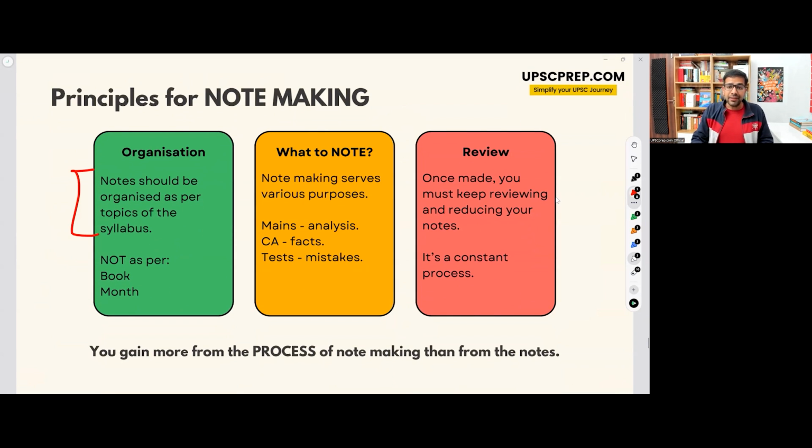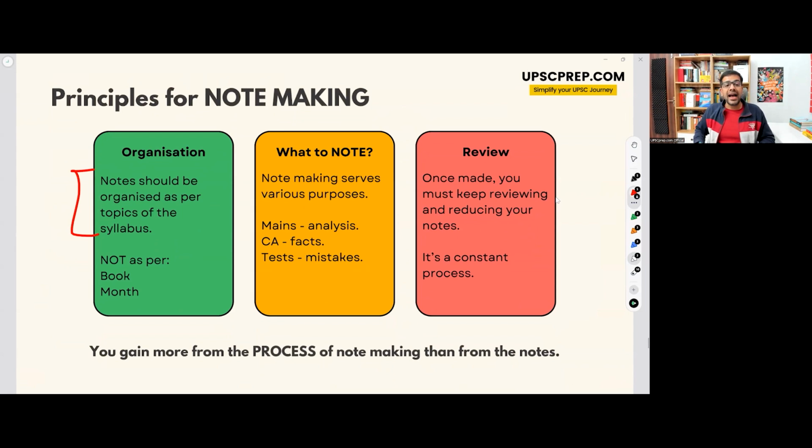कि if I'm organizing things as per the topic of the syllabus, so then what I can do is, what I've read in current affairs, I can also include it over there. If I have some new information that I read in some random book or in some random article, I can also include it over there.